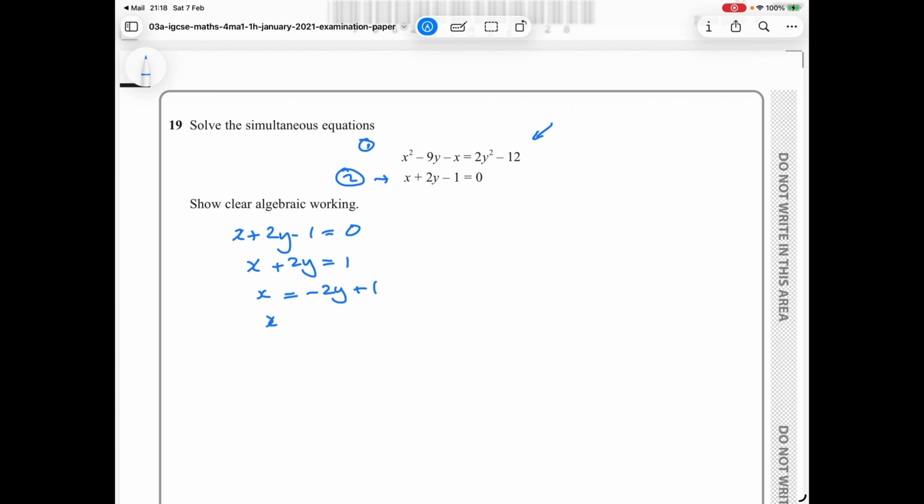So now, wherever we have x in equation 1, x squared minus 9y minus x equals 2y squared minus 12, we put in 1 minus 2y. So we go (1 minus 2y) squared minus 9y minus, I'm going to keep everything in a bracket because it's horrible, (2y)(1 minus 2y) equals 2y squared minus 12.